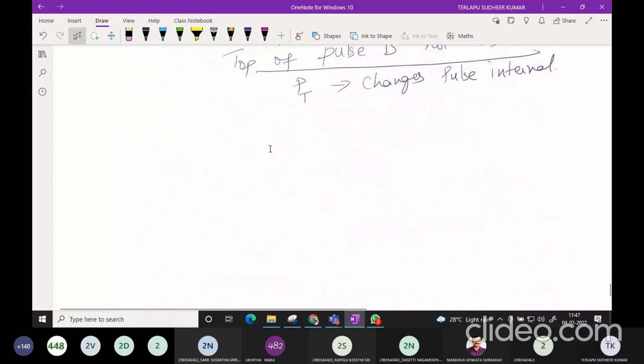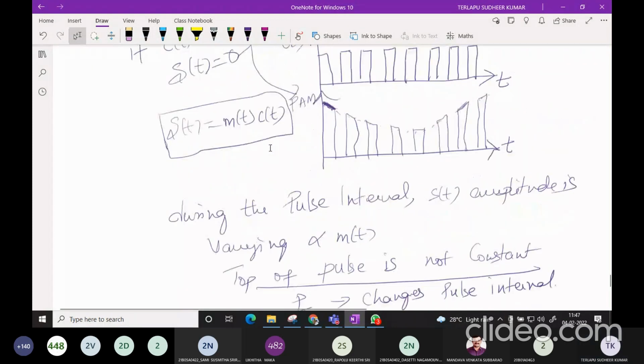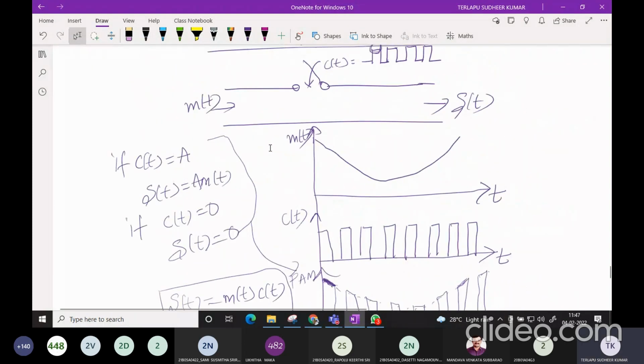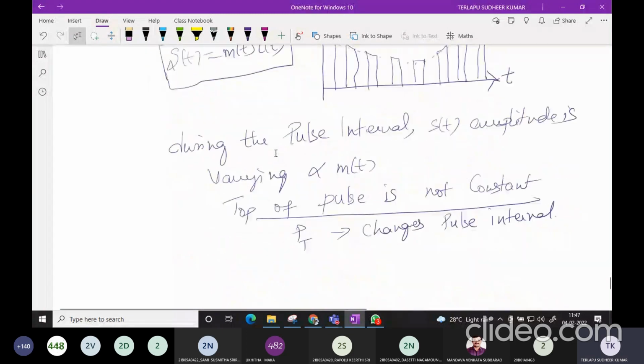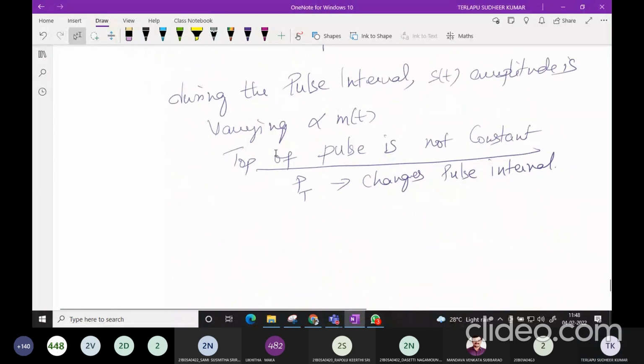So is that clear till now? We have seen instantaneous sampling, we have seen natural sampling PAM. Is that clear till now? Yes, sir. Sir, can you explain the difference between ideal sampled PAM and natural sampled PAM again?